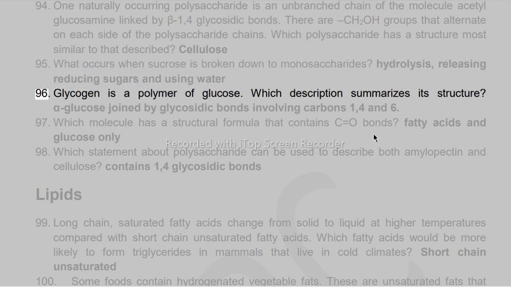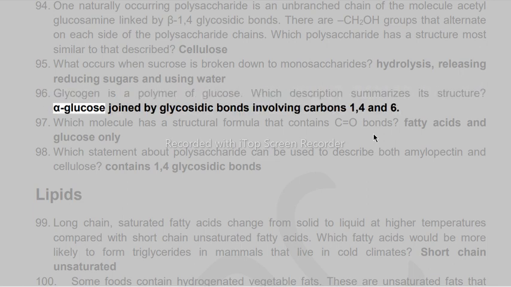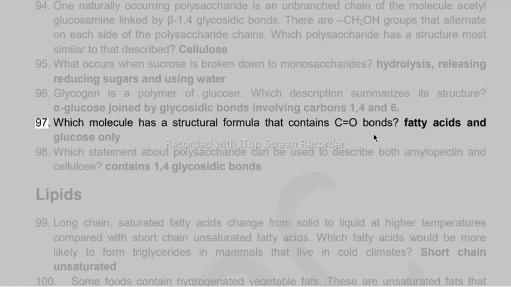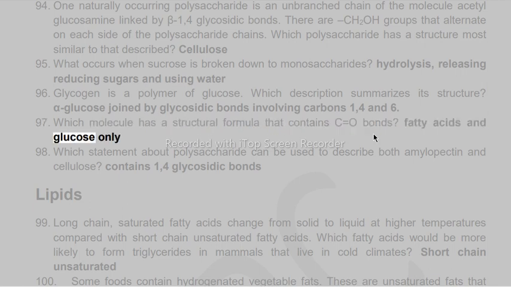96. Glycogen is a polymer of glucose. Which description summarizes its structure? Alpha-glucose joined by glycosidic bonds involving carbons 1, 4, and 6. 97. Which molecule has a structural formula that contains C=O bonds? Fatty acids and glucose only. 98. Which statement about polysaccharides can be used to describe both amylopectin and cellulose? Contains 1,4 glycosidic bonds.